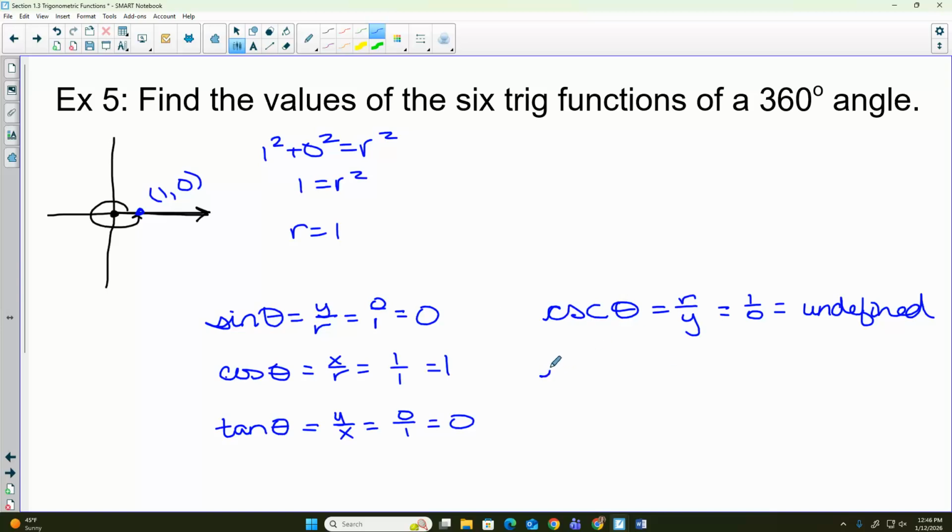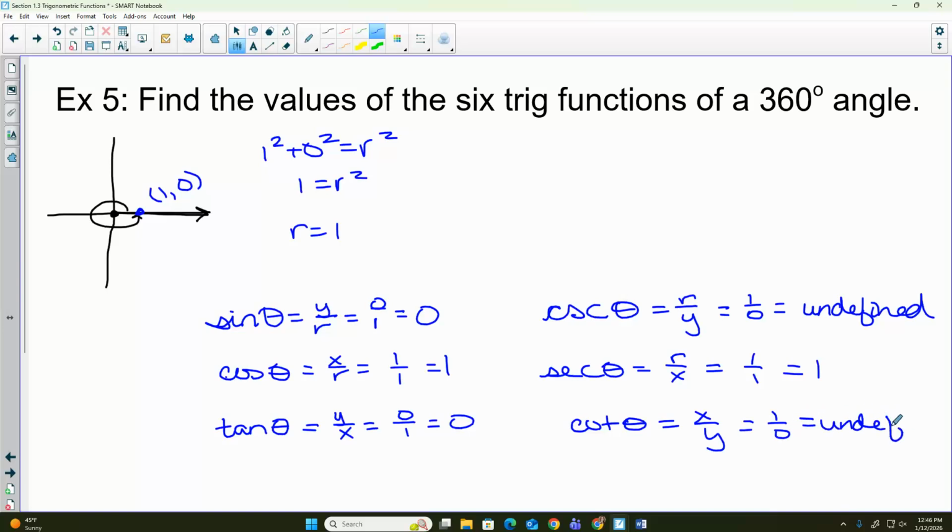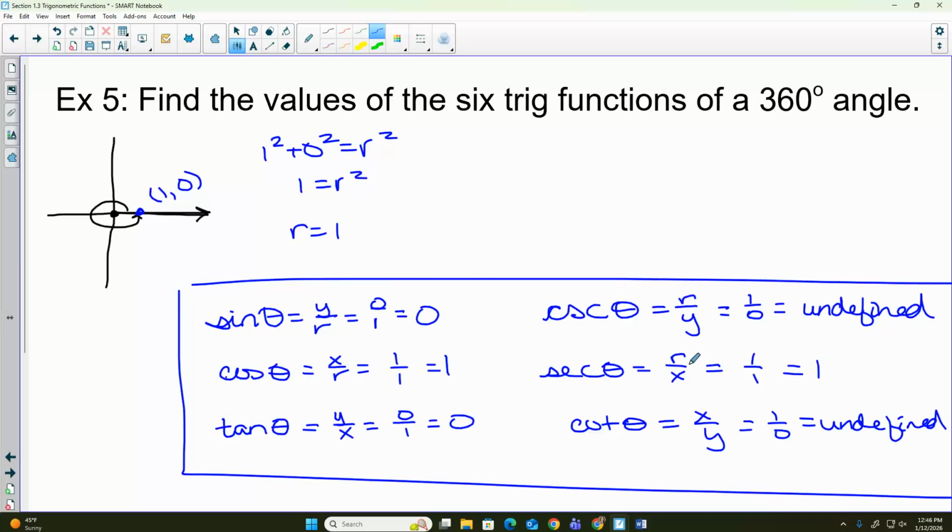Okay, reciprocal of cosine is secant. R over x, so 1 over 1 is still 1. Reciprocal of tangent is cotangent. X over y, 1 over 0 is undefined. So these are the quadrantal angles. If it ends on an x or y axis, you're going to see different answers for those a lot. You'll see a lot of zeros and undefineds popping up on those problems.